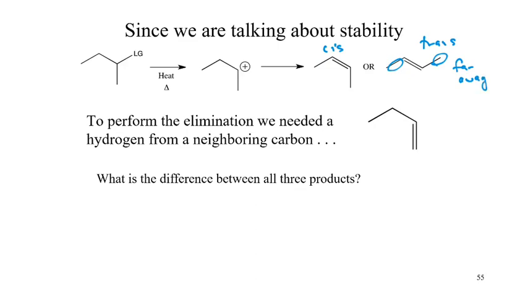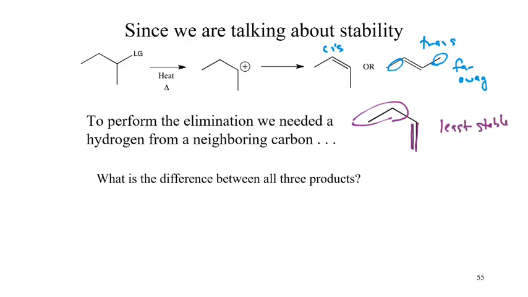So that makes the trans more likely than the cis. If we move to the terminal pi bond, haven't I gotten all the electrons as far away as possible? Wouldn't that make it even more stable? And it turns out, no, this is actually the least stable.